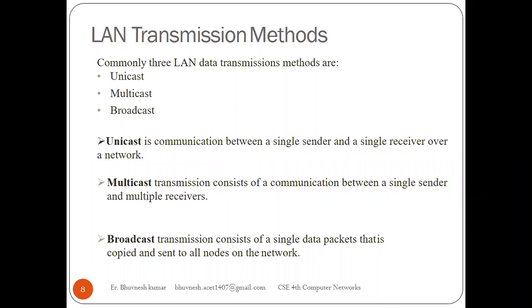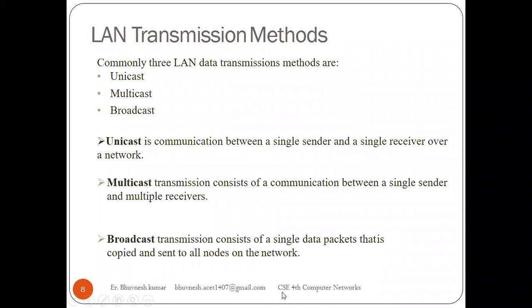Okay, if there are two computers connected with each other, it means a single sender is there, and the second one is the single receiver. That network is called unicast network. Okay, only a sender and a receiver are there. Multicast transmission consists of communication between a single sender and multiple receivers, meaning if there are 5 PCs, one will send it and 4 will receive it. Okay, that is your example of multicast.